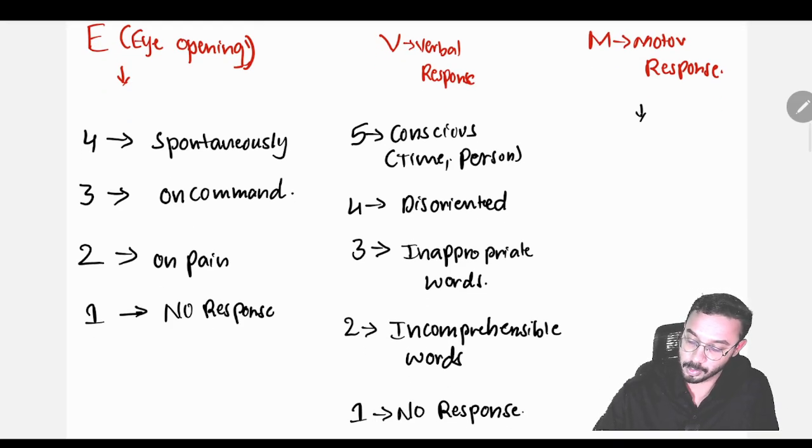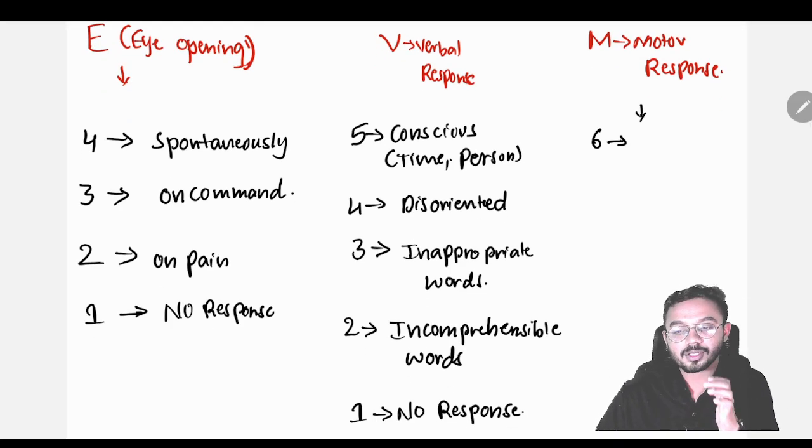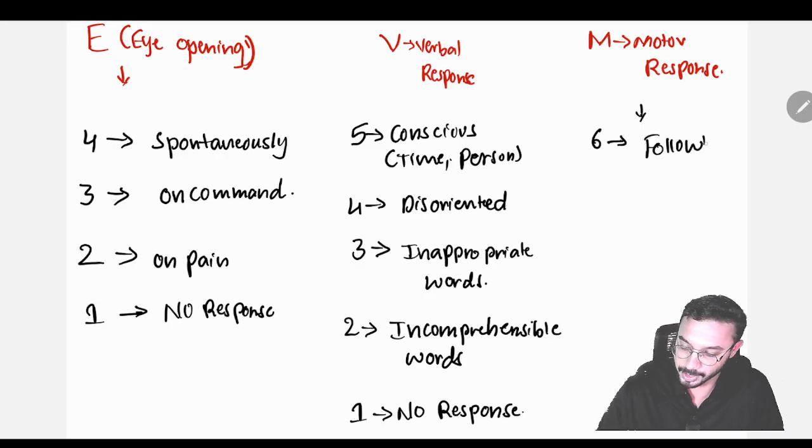And yes, now we move to the motor response. He follows the command. Whatever you tell him, he will do. That is known as score 6, completely fine, follows command.